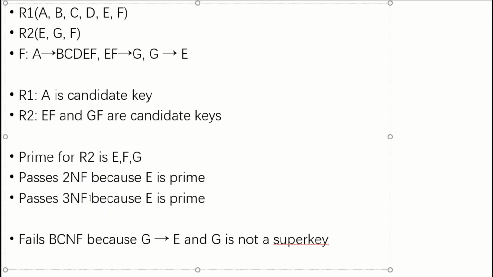So that criteria does not affect this functional dependency, but it will fail BCNF because G implies F, and G is not a super key. So BCNF will fail for this functional dependency. Let's look at another example.